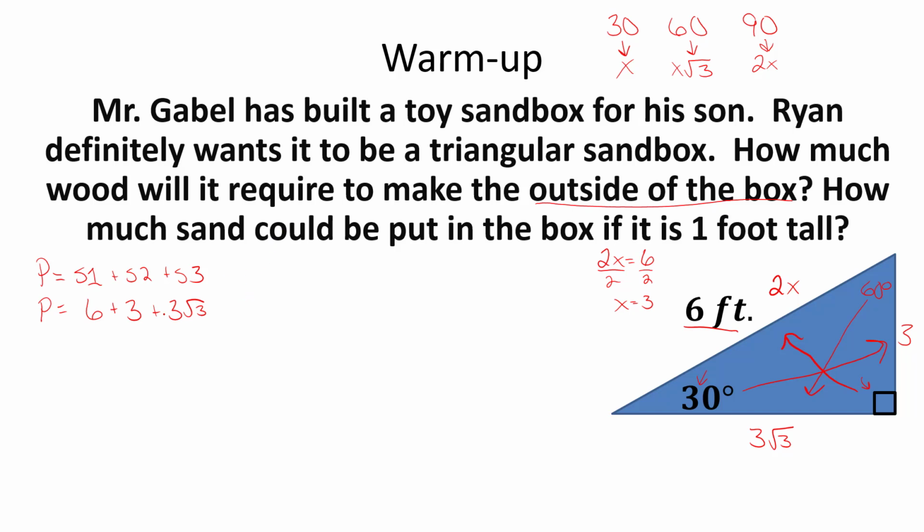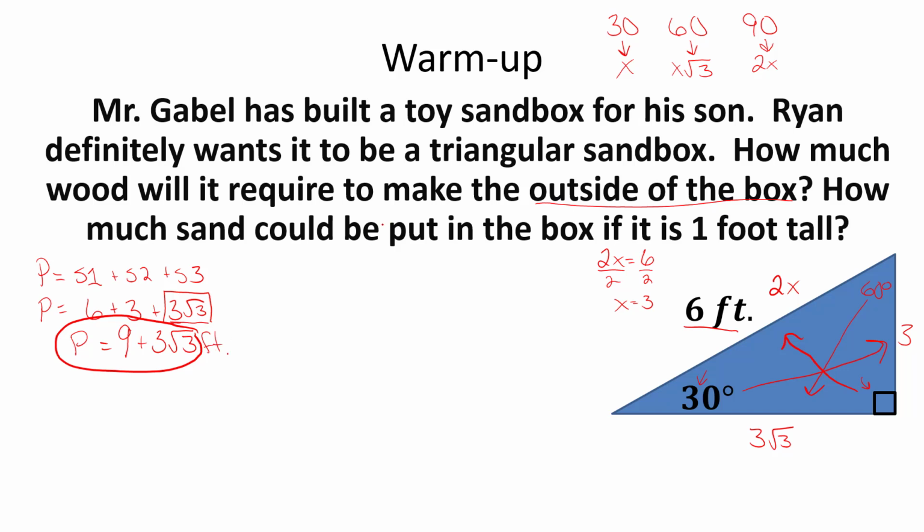Please be careful when combining like terms. Notice 3 root 3 is not a like term to the 6 and the 3. 3 root 3 is an irrational number. 6 is rational. 3 is rational. We can combine the 2 rational terms, but we cannot combine it to an irrational term. The irrational term is functioning like a variable. So 6 plus 3 gives me 9 plus 3 root 3. Our perimeter in total is 9 plus 3 root 3.